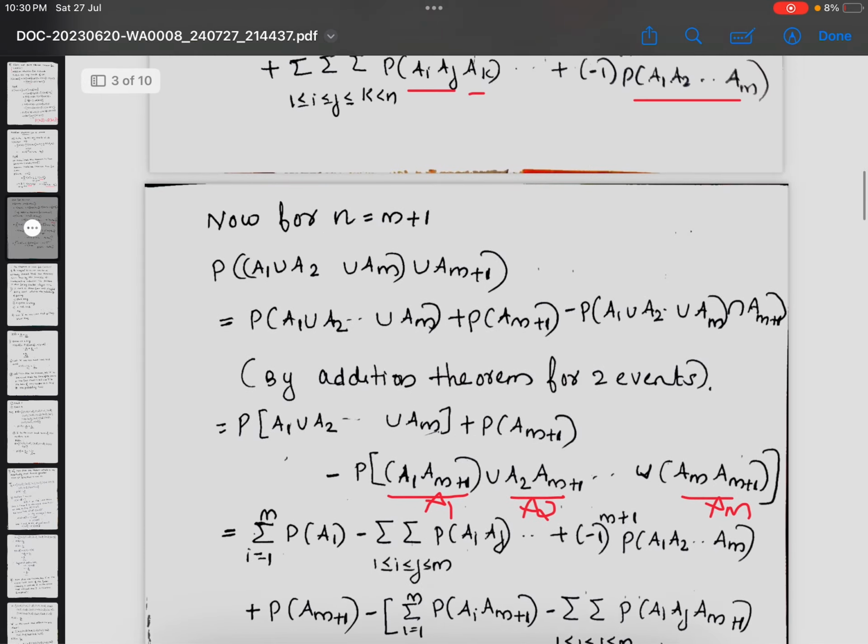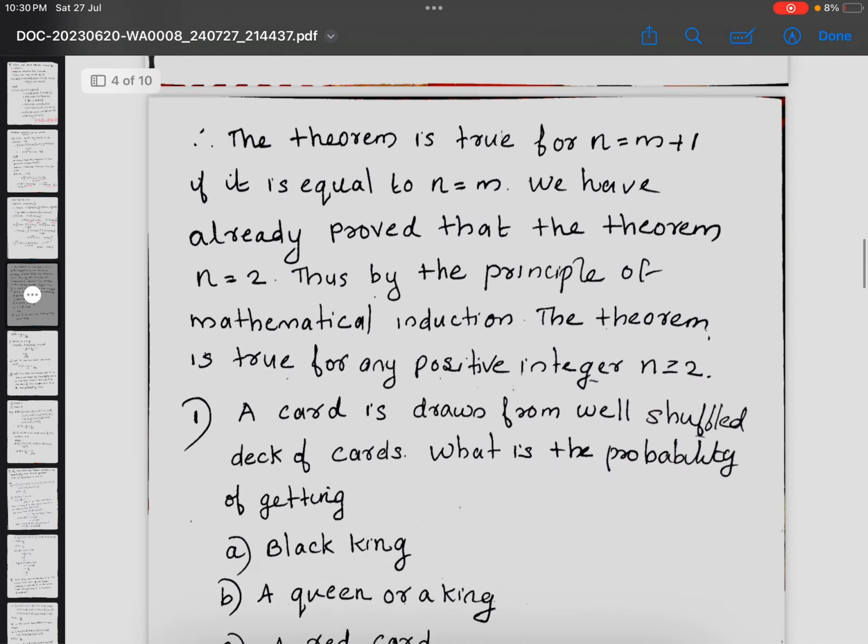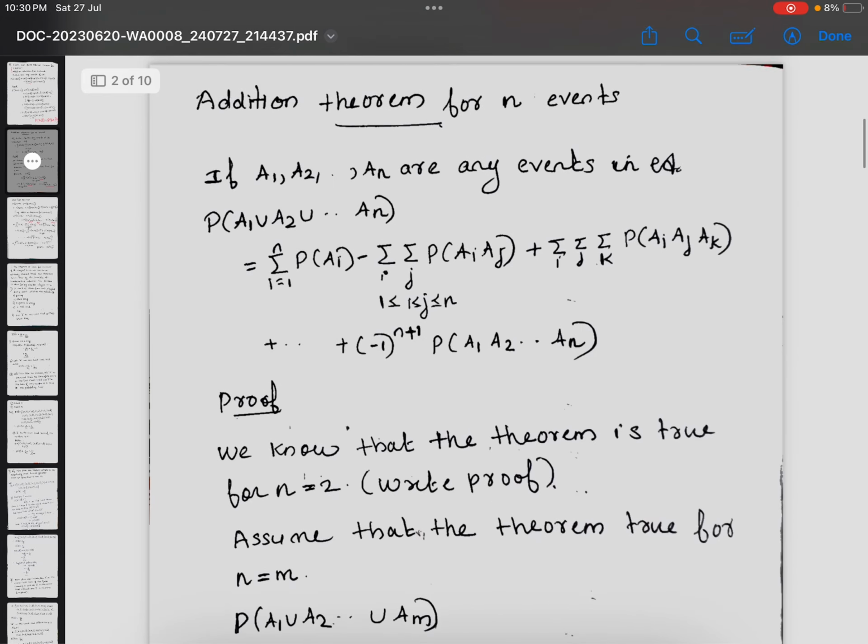A very important theorem: state and prove the addition theorem for n events.